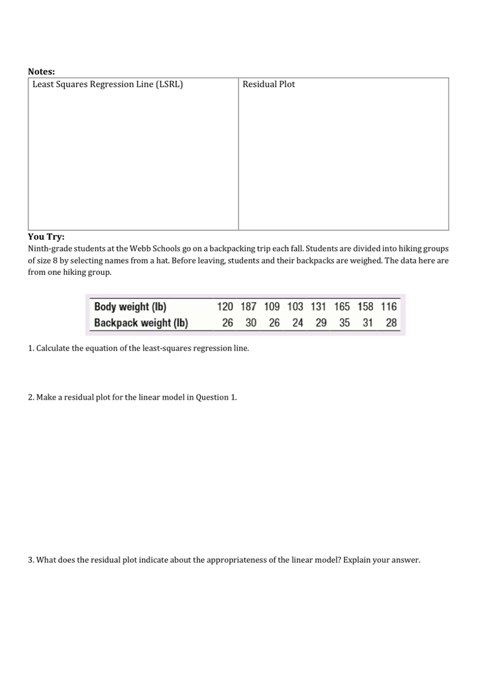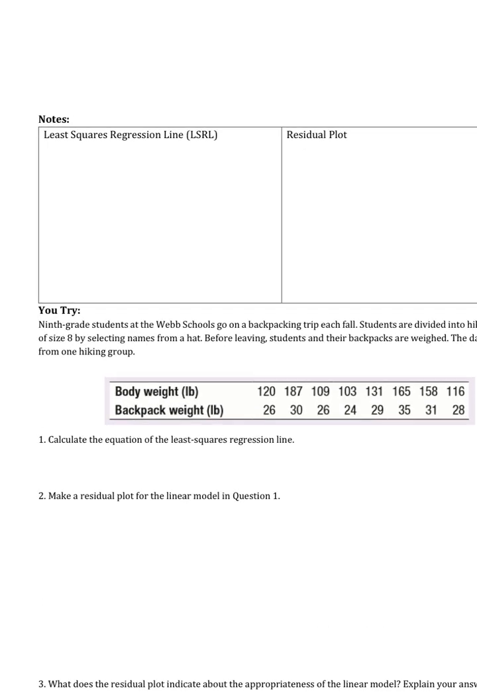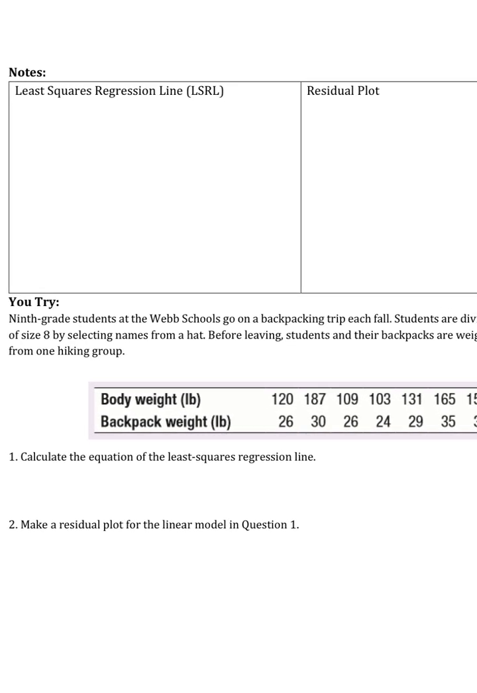Let's get down some formal notes right here on linear regressions, least squares regression lines, okay? The definition of a least squares regression line is the line with the smallest sum of the residuals squared.